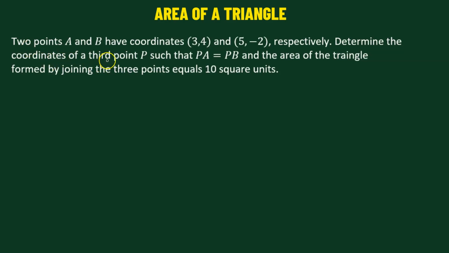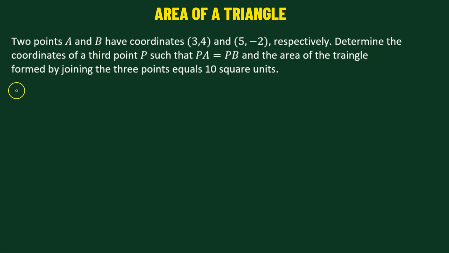So here we have 2 points A and B and the coordinates are given to us. We need to determine the coordinate of the third point P with the condition that PA equals PB. That means the length of PA equals the length of PB. And also the area of the triangle that is formed by joining the 3 points equals 10 square units.